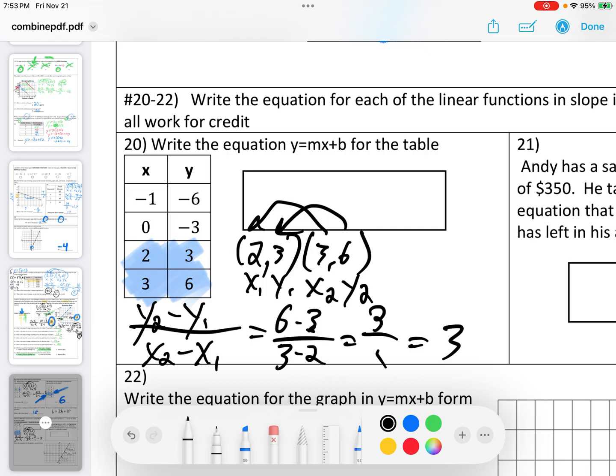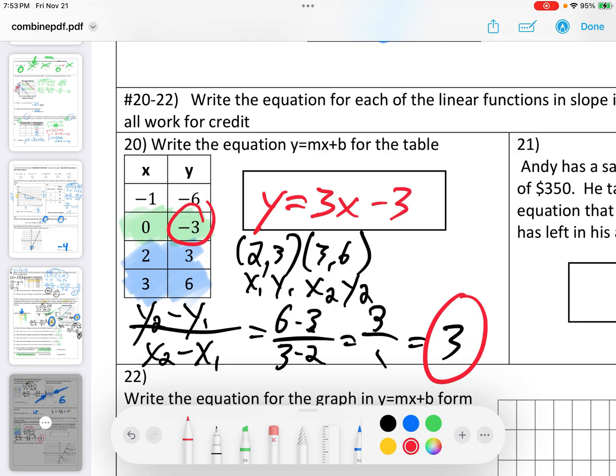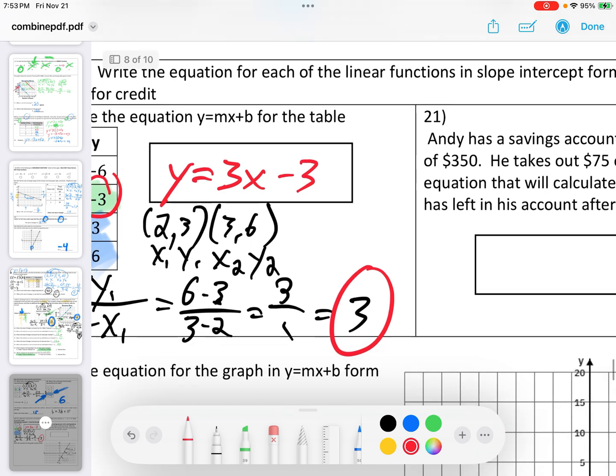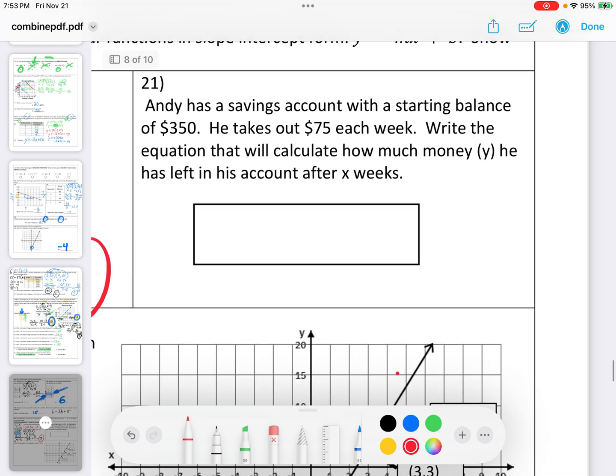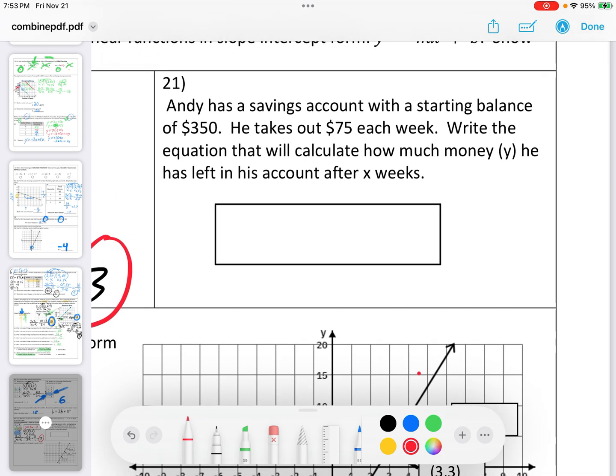Now we don't know what the y... Oh, I take it back. We do know what the y-intercept is. The y-intercept is right there. (0, negative 3). So now I know everything I need for this equation. y equals, slope is 3, and the y-intercept is negative 3. Ta-da!